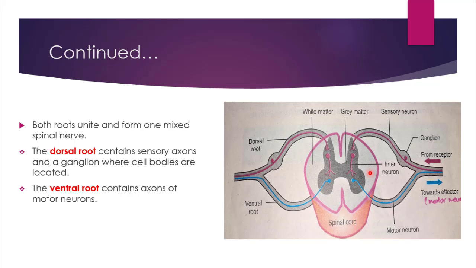So students, this was all about the structure of the spinal cord that consists of white matter and gray matter. It contains two important roots, dorsal and ventral root. The dorsal root consists of sensory neurons and ganglion which receive the messages from the receptor. The ventral root consists of motor neurons that transfer the impulse or message towards the effectors. And here is the interneuron that consists of dendrites and axons, and it stimulates the motor neurons.